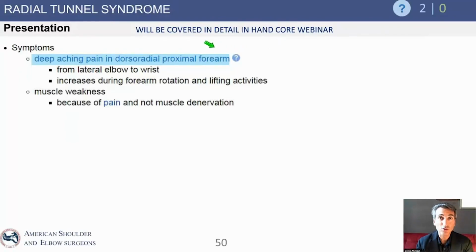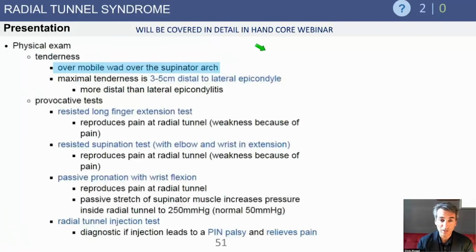This can also simulate lateral epicondylitis, and so it's a little more distal in location, and they also can happen in combination, where you can have radial tunnel syndrome and lateral epicondylitis. So there's tenderness over the muscle extensors, just a little bit more distal than where lateral epicondylitis would be.